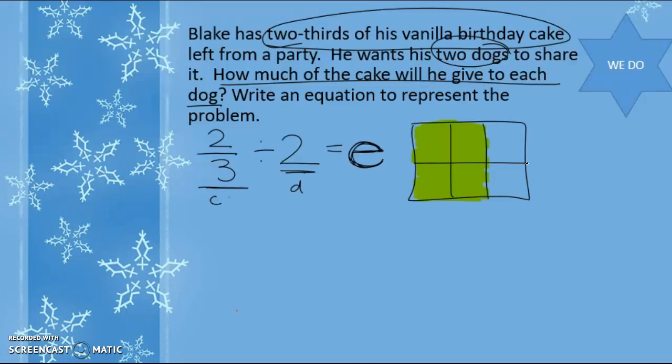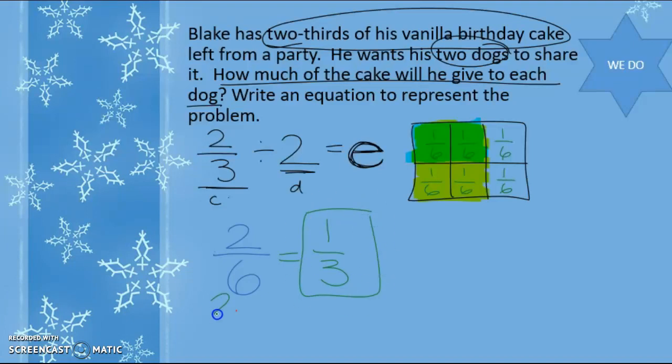All right, so how much of the whole thing will each dog receive, not each boy? Exactly, they will receive 2/6. How did I get that? Well, there's 1/6, 2/6, 3/6, 4/6, 5/6, 6/6. They're going to get 2/3. If there were 2/3 left, and each of them is going to get half of those 2/3, each one will get 2/6, or we could call that 1/3 because we simplified it.